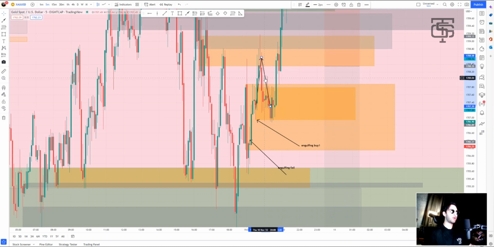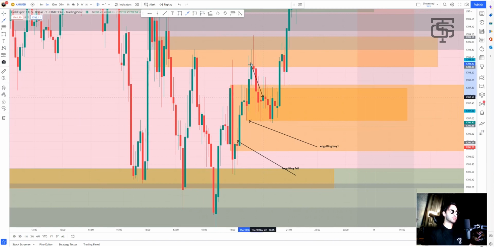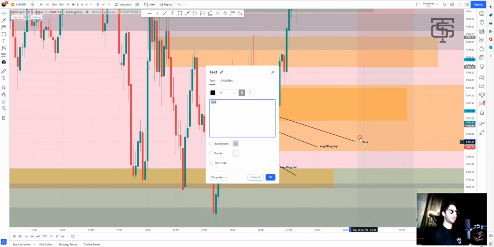So that's why I was looking for buys and buys and buys based on the H4 setup. Price came back into the zone, and then it created this over here, an engulfing buy in the engulfing buy 1 zone together with the engulfing fail zone. So this over here has become our engulfing buy 2.